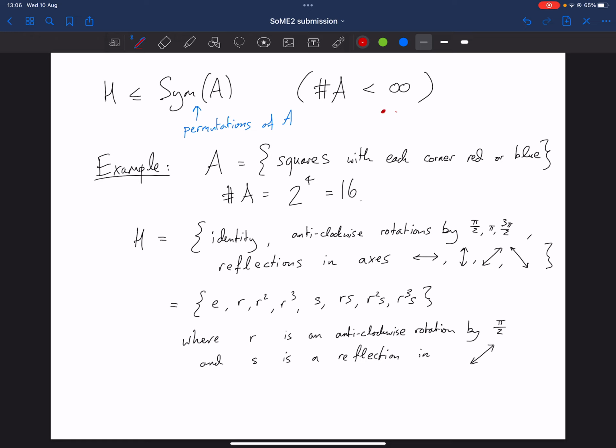But we must include the identity permutation in our subset H. For any two elements of H, if we compose them, the result must also be in H. So this is saying that if we think about the action of F first and then the action of G combined, that will also be a permutation, and H must be closed under that operation. And in fact, H must also be closed under taking inverses.